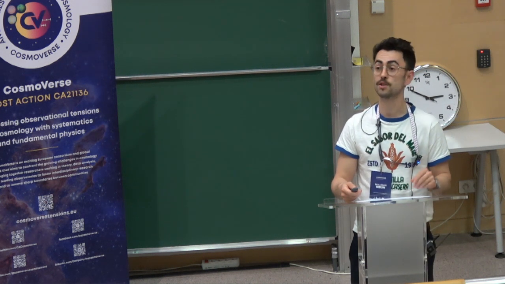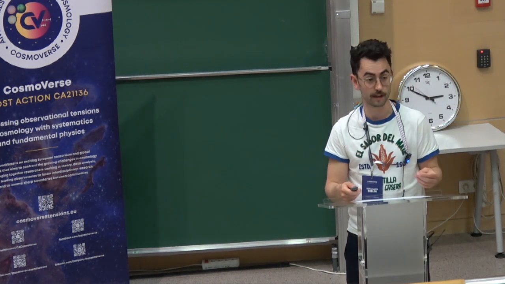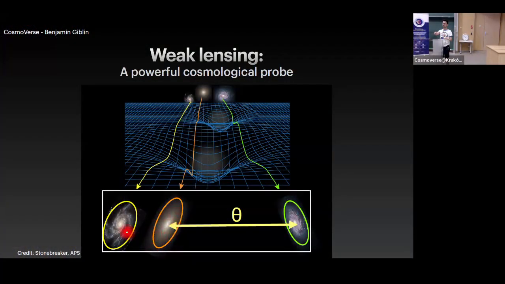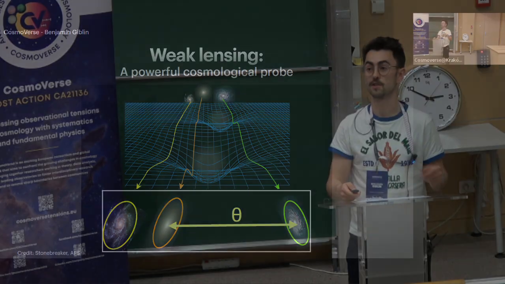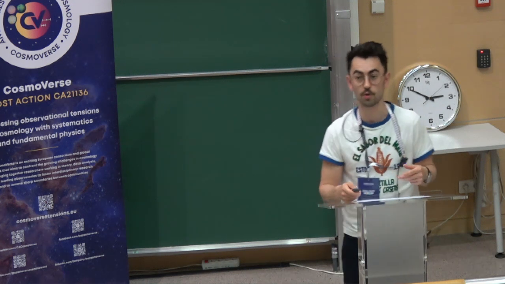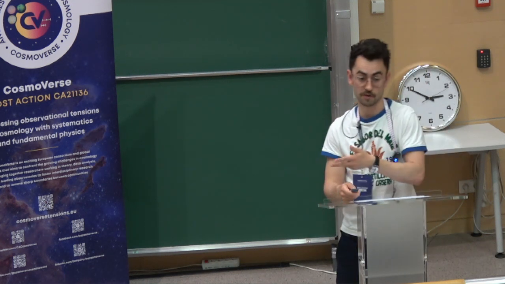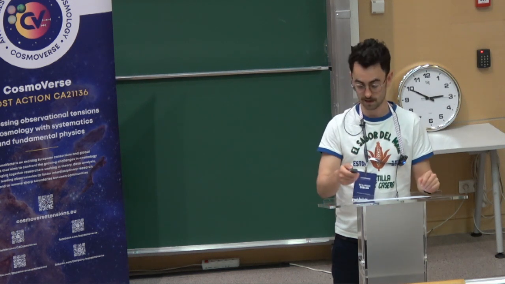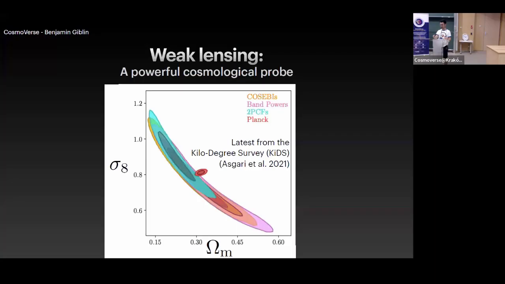The way we tend to extract the cosmological information in these observations is by measuring the shapes and the orientations of these galaxies as a function of their angular separation on the sky and as a function of their redshift. This produces a statistic which we call the shear correlation function. So how correlated is the shear of these galaxies? And that produces constraints that look a bit like this.